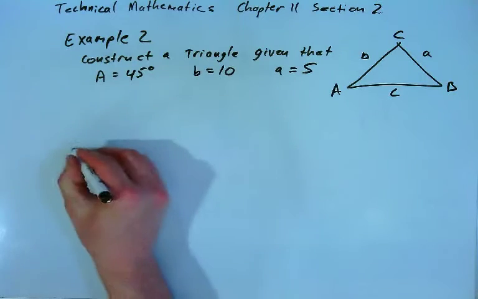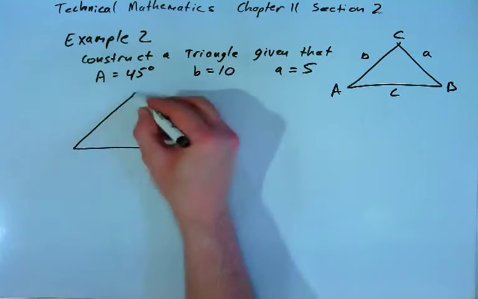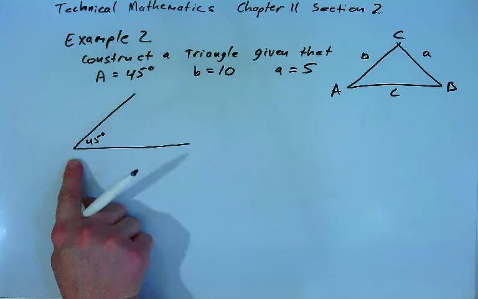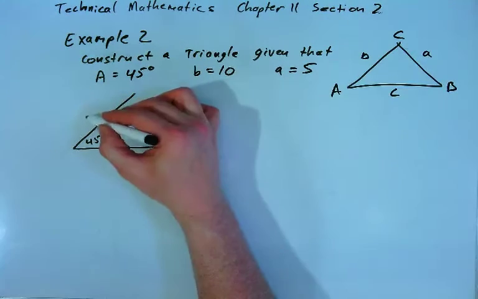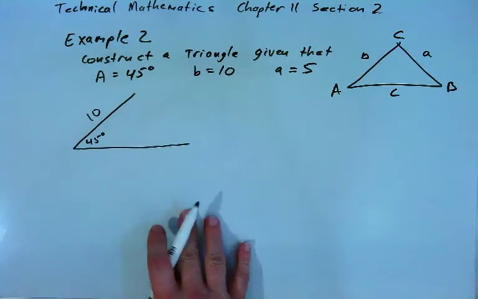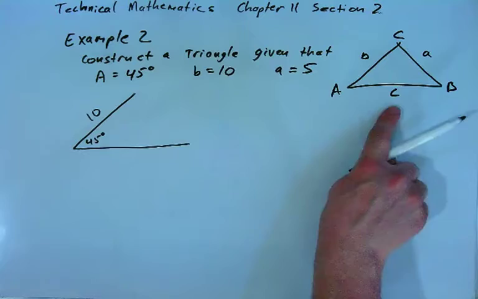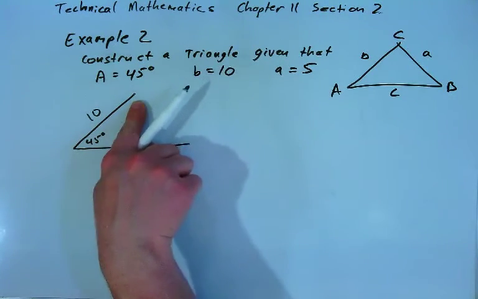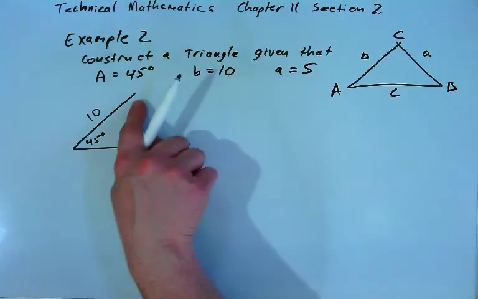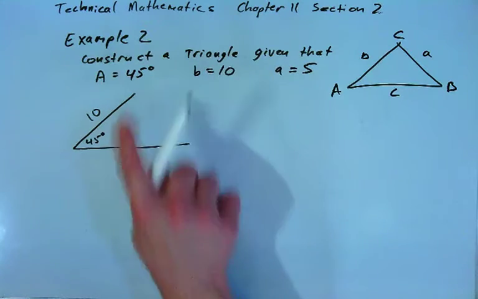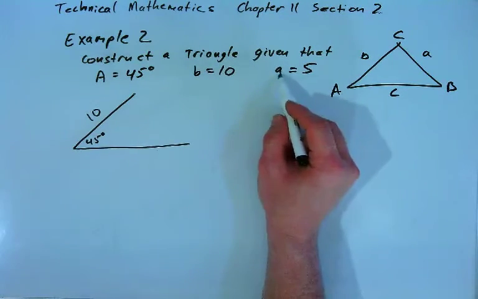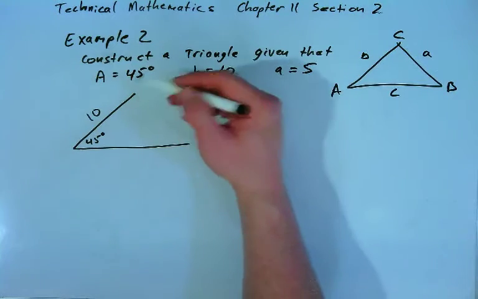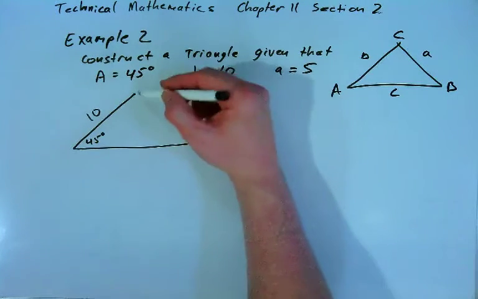And so we'll start with angle A. We know that angle A is 45 degrees. The length of side B we know is 10. And we don't know the length of side C, right? So it could be as long or as short as necessary. And we don't know the angle of C. It could be as small or as big as necessary. What we do know, though, is that side A is 5. So the side that comes from this point is 5 long.